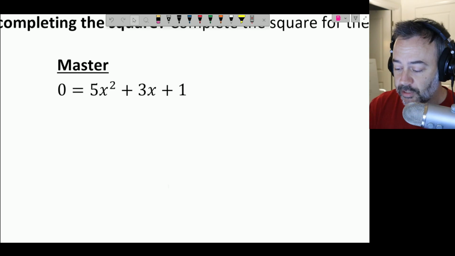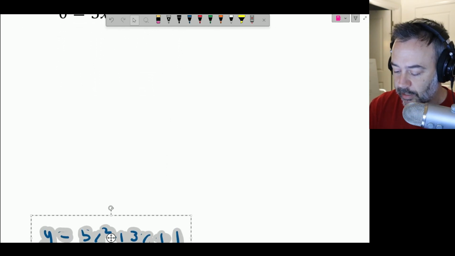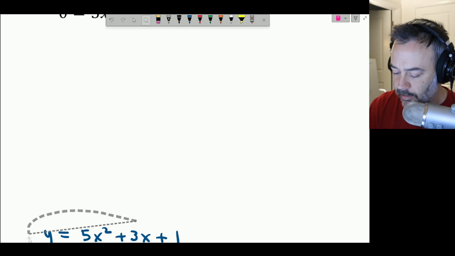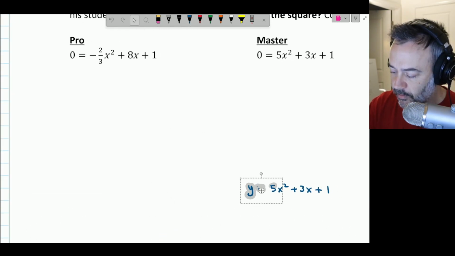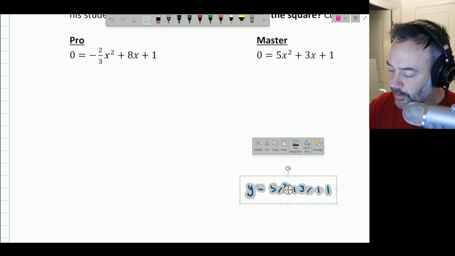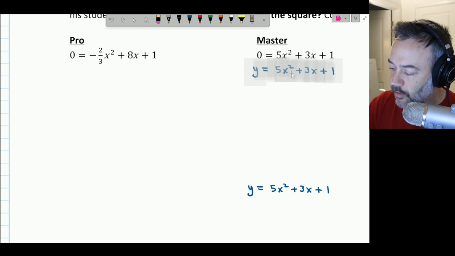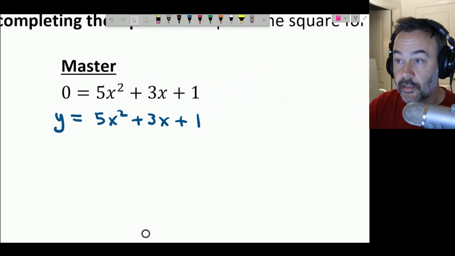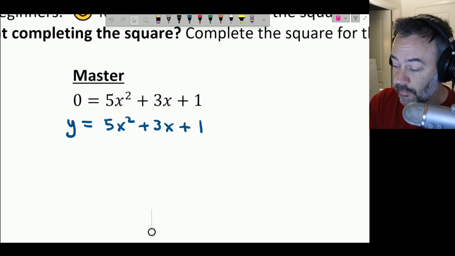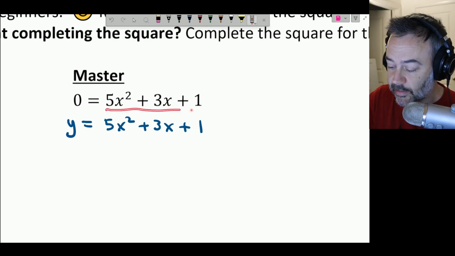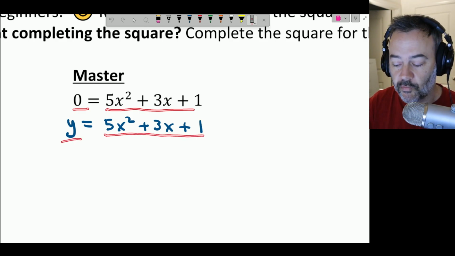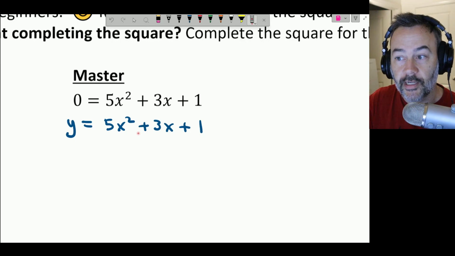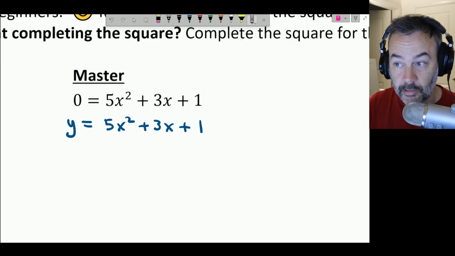But I'm going to start out by bringing in a different version of the equation, which is the complete function. So what do I mean by that? Instead of setting this equal to 0, I'm going to say, let's work with the function equal to y. So this will be a quadratic function. Its graph will be a parabola.